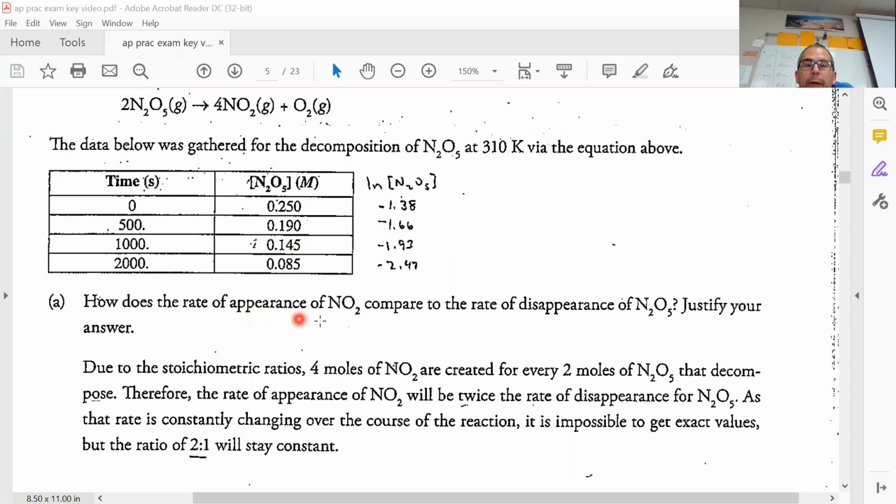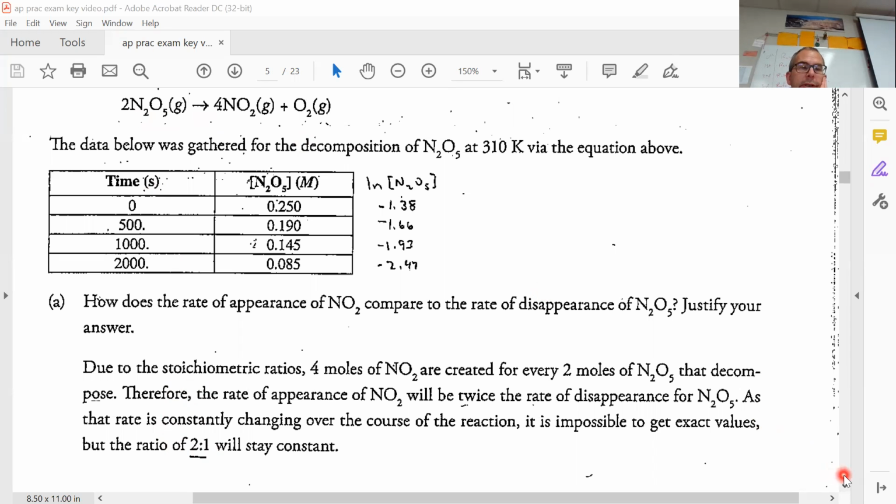How does the rate of appearance of NO2 compare to the rate of disappearance of N2O5? So this is not a fancy calculation one. This is just one looking, oh, it's mole ratios. As this disappears, for every 2 of these, we get 4 of these. So looking at the stoichiometry, for every 1 of the N2O5 that reacts, you're going to get 2 NO2 produced.